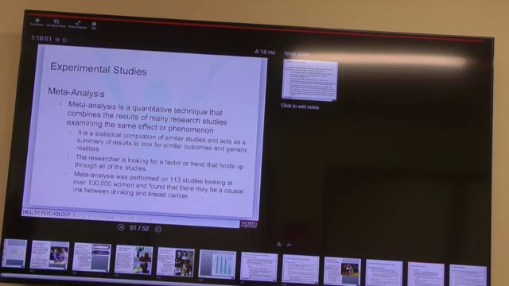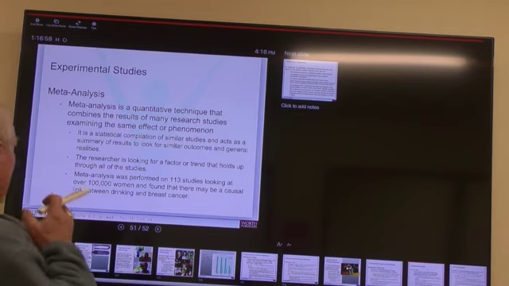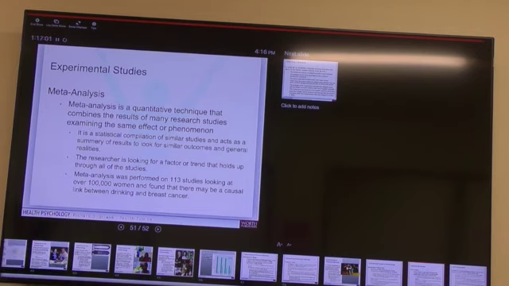Meta-analysis is a quantitative technique that combines the results of many research studies examining the same effect or phenomenon. It is a statistical compilation of similar studies and acts as a summary of results to look for similar outcomes in general realities. The researcher is looking for a factor or a trend that holds up through all of the studies. A meta-analysis was performed on 113 studies looking at over 100,000 women and found that there may be a causal link between drinking and breast cancer.